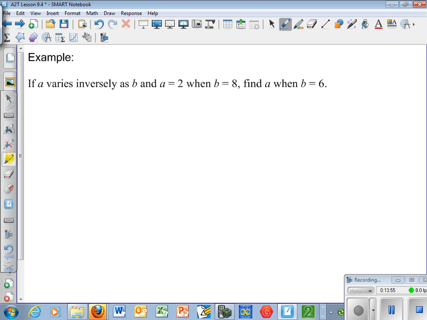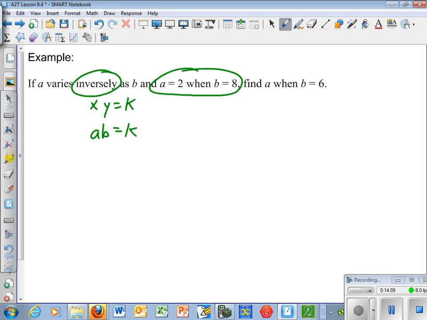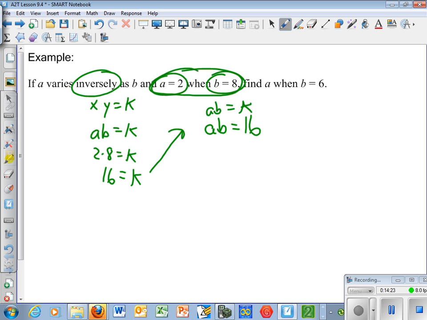And one more, inverse variation. Again, it's a and b, so normally it's xy equals k, but we want ab is equal to k. And it's inverse variation, so that's why we're using that. We know these two, so we have 2 times 8 is equal to k. Okay, putting 2 in for a and 8 in for b, so k is 16. So we know that a times b has to equal, because it's ab equals k, we now know k is 16.